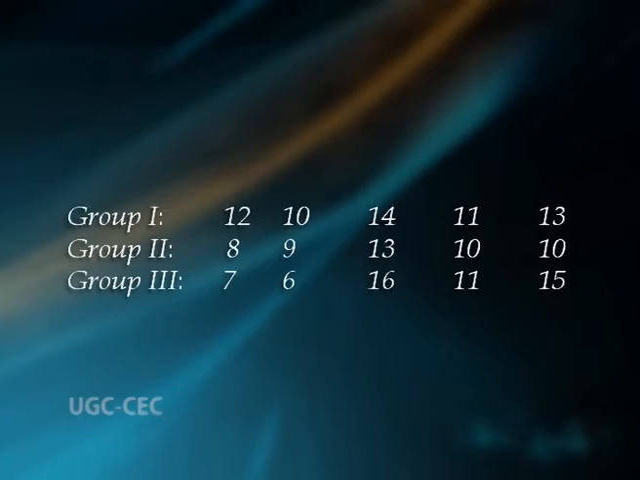Problem. Among 3 groups of 5 rats, each group is given different varieties of foods. Their gain in weight is measured and given as follows. Test the significance of the differences between the nutrition as far as the gain in weight is considered. Group 1: 12, 10, 14, 11 and 13. Group 2: 8, 9, 13, 10 and 10. Group 3: 7, 6, 16, 11 and 15.